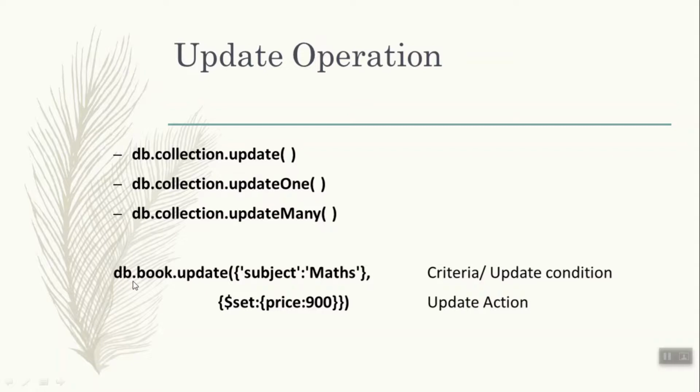We'll be writing db.book.update. We need to say which document to update. So the document which has subject as maths is to be updated. Now the value for which the update is to be made is price. So the document which has subject as maths will set the price as 900.